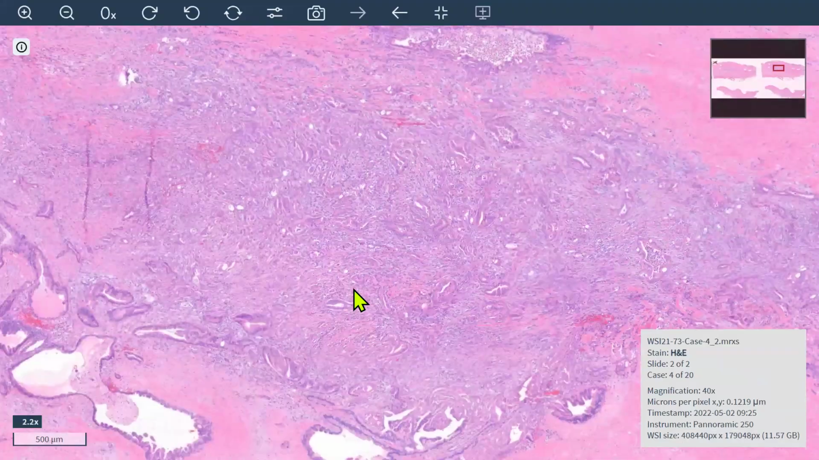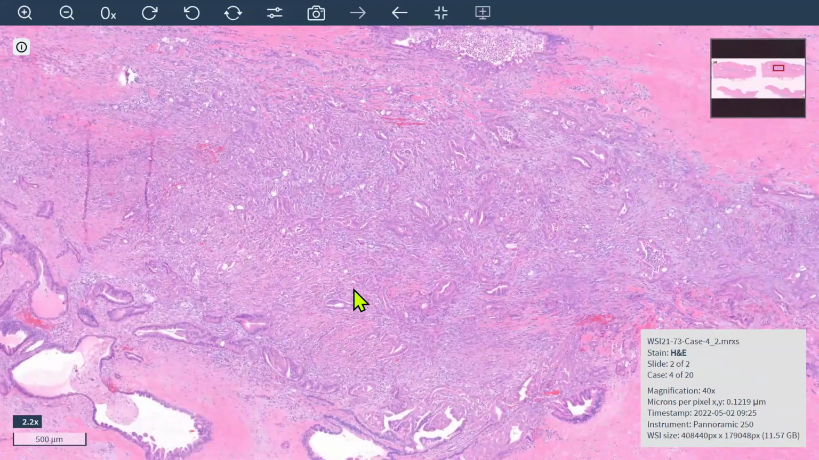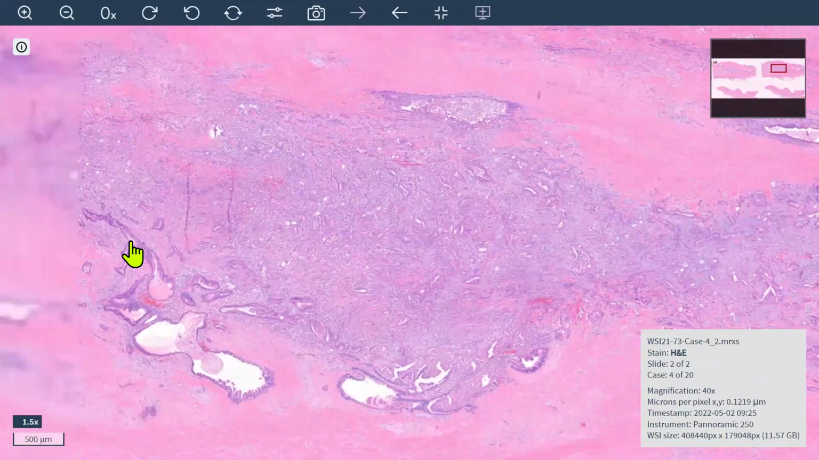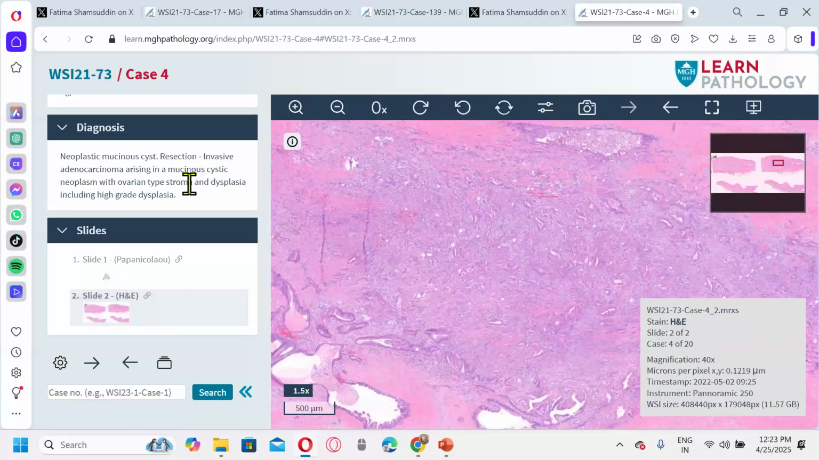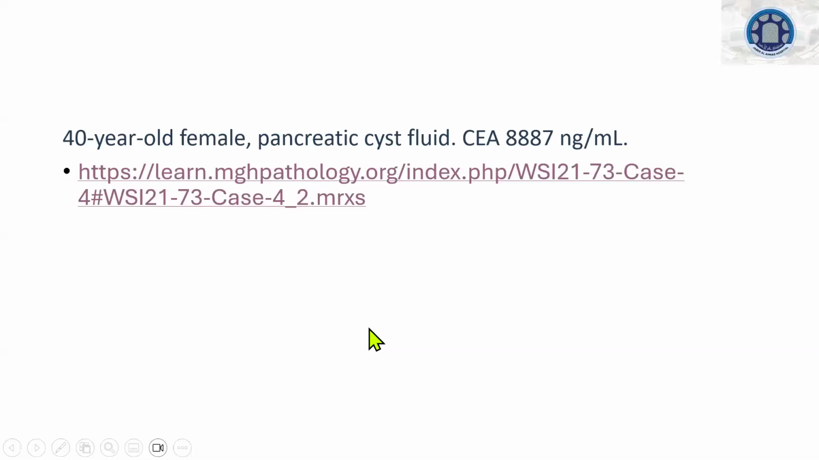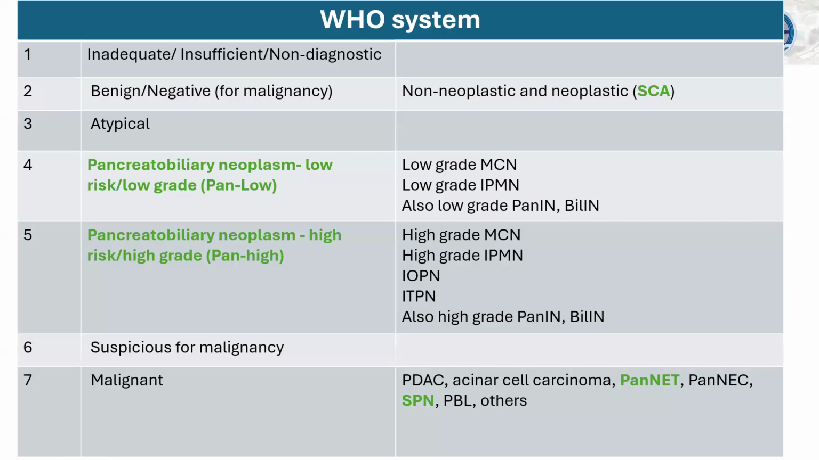This is the meaning of a mucinous cyst with an invasive neoplasm. Invasive neoplasm arising in a mucinous cyst. So this would have had a high-grade dysplasia and later developed a malignancy in the wall. So the diagnosis in this case was neoplastic mucinous cyst, invasive adenocarcinoma arising in a mucinous cystic neoplasm. Okay. So this is the importance of cytology. It can help the clinician in deciding the further management.